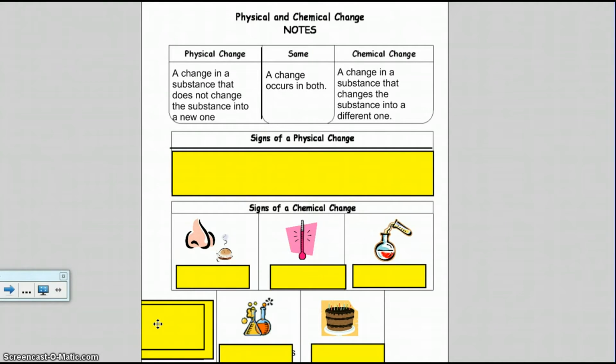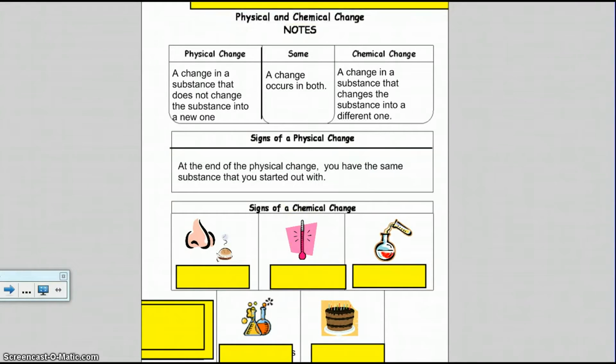So, when you look at a change, how will you know when it's physical? You will know it is a physical change when at the end of the change, you have the same substances you started with. That's always the question you need to ask. When you see a change, is it the same stuff or not? Signs of a chemical change. A sign of a chemical change is a sign that tells you that something new has been made. So ultimately we need to ask, is something new being made? And if yes, then it is a chemical change.